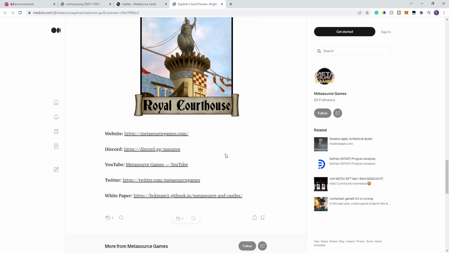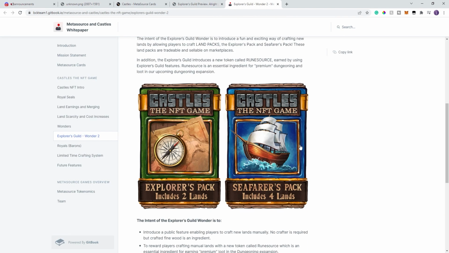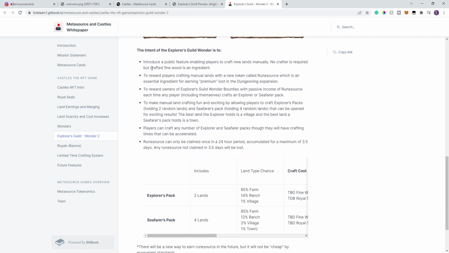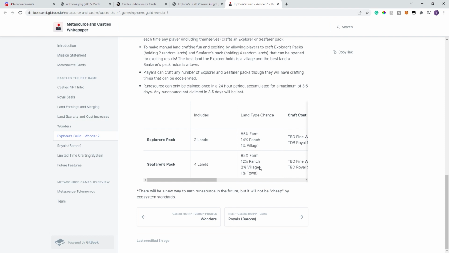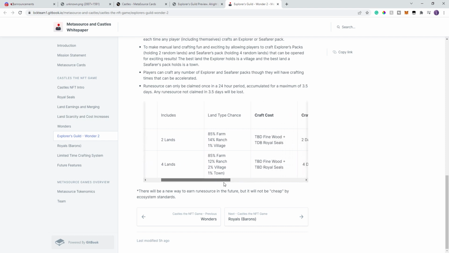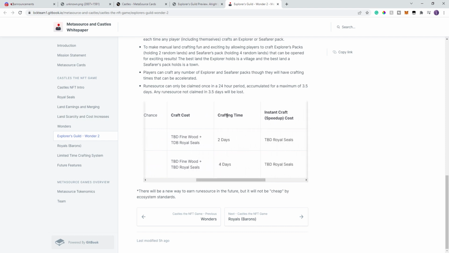All right, let me jump over, because there's one more thing I wanted to show you that's in the white paper. They did go through and they updated the white paper to show you all the details. It shows you a full list of everything that happens if you go ahead and do the Explorers Guild. But the one thing I wanted to show you is down here. When you're crafting the packs, it shows a little table here. The one thing that you keep in mind is the crafting time.